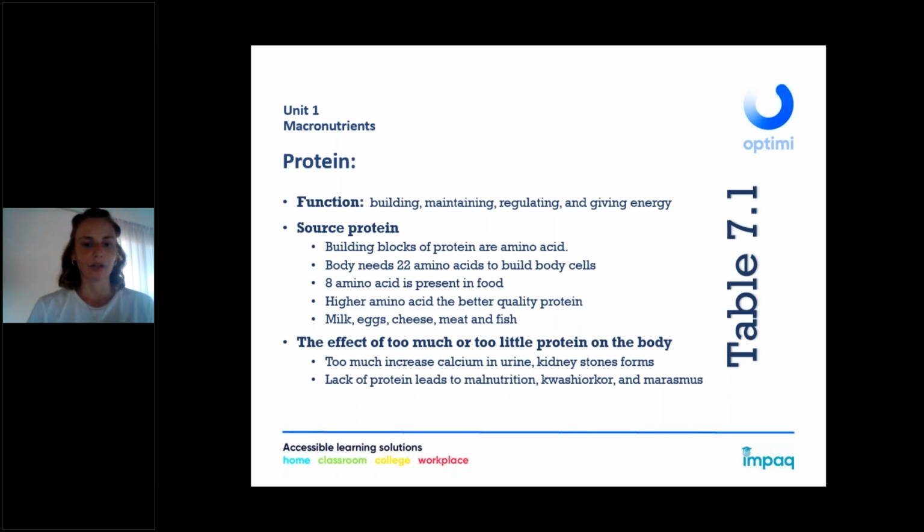A lack of protein can cause malnutrition, which can cause kwashiorkor or marasmus, which are diseases caused by malnutrition. So you will see protein is a building block for your body, and it needs it for all the nutrition inside of your body. Okay, so proteins.